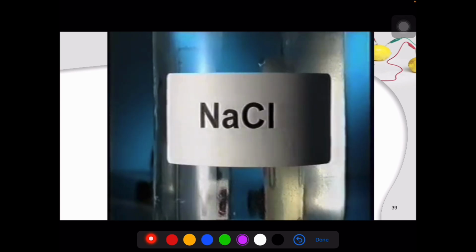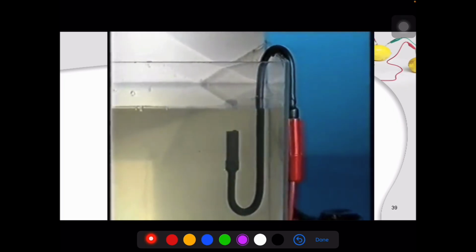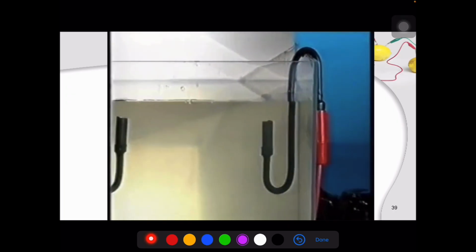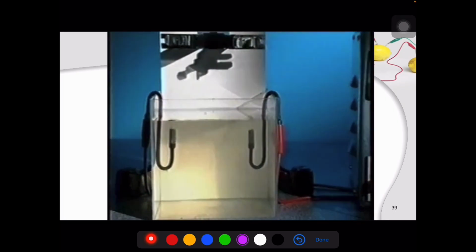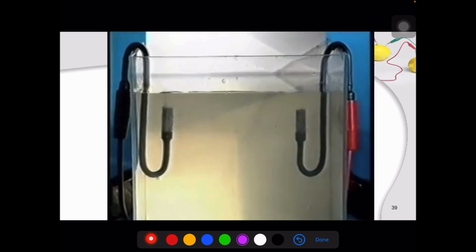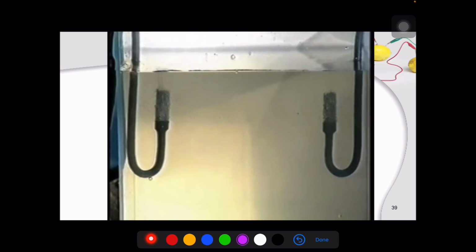To work out what's going on, here's a much simpler setup in the lab. Two electrodes immersed in sodium chloride solution are connected to a power supply. The electrodes are made of carbon. They're supported by an insulated hook. See what happens when an electric current is passed through the solution. What evidence is there that chemical reactions are taking place? Bubbles appear around both electrodes, a sign that gases are being produced.